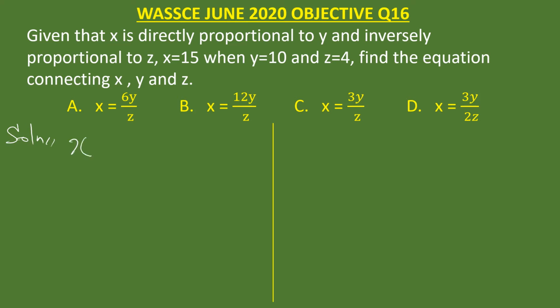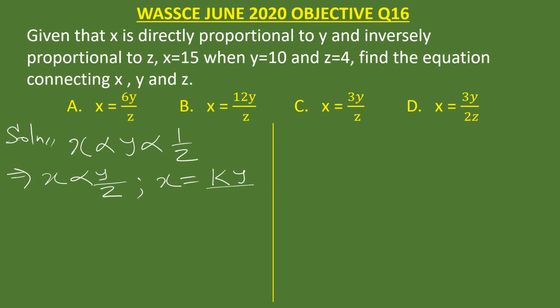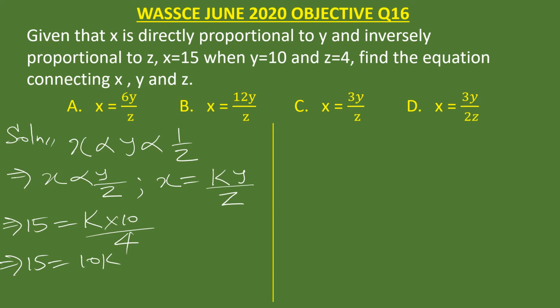They say given that X is directly proportional to what? Y and inversely proportional to what? Z. This implies that X is directly proportional to Y and inversely proportional to Z. What this means is that X is equal to what? KY over what? Z. Now they said X is equal to 15. So from here we have that 15 is equal to what? K. What is Y? Y is what? 10. And what is Z? Z is what? 4.